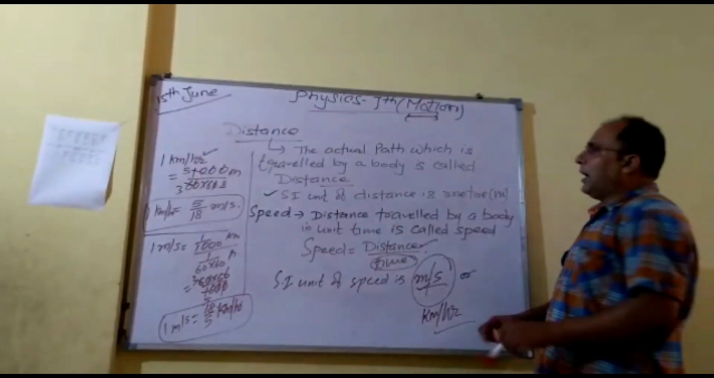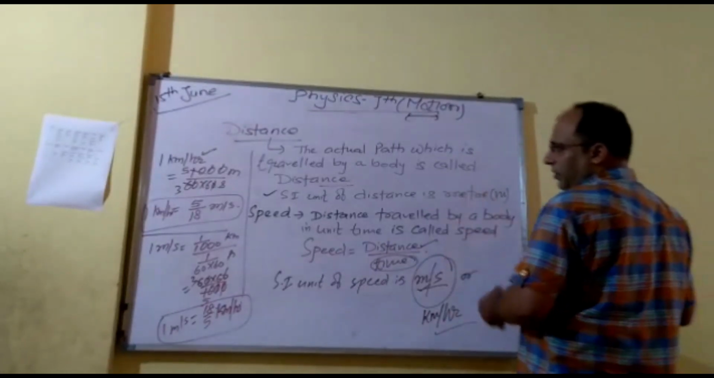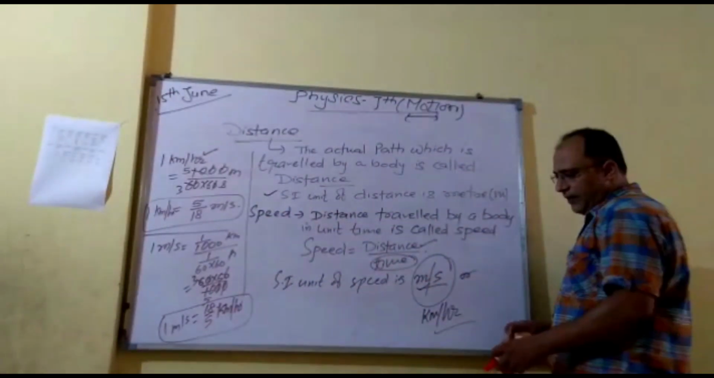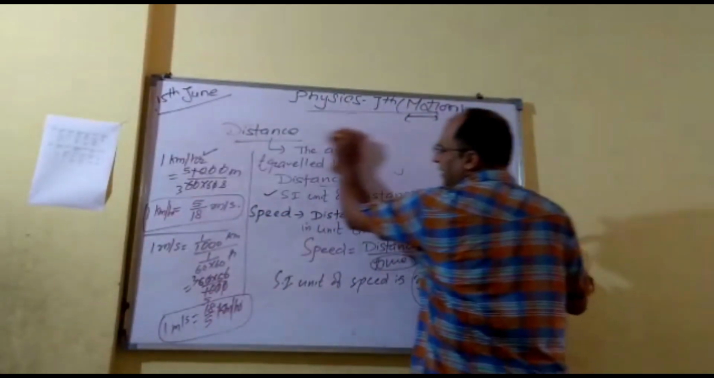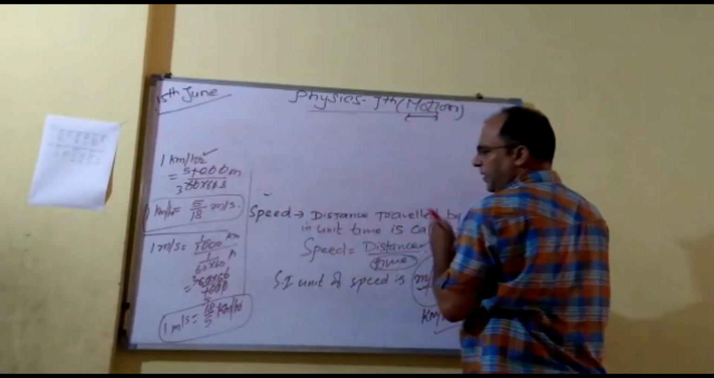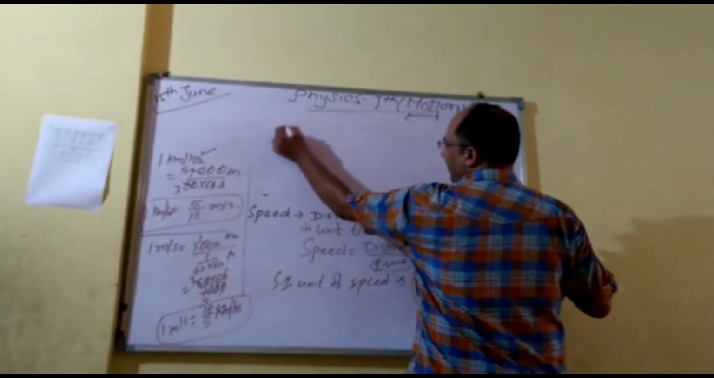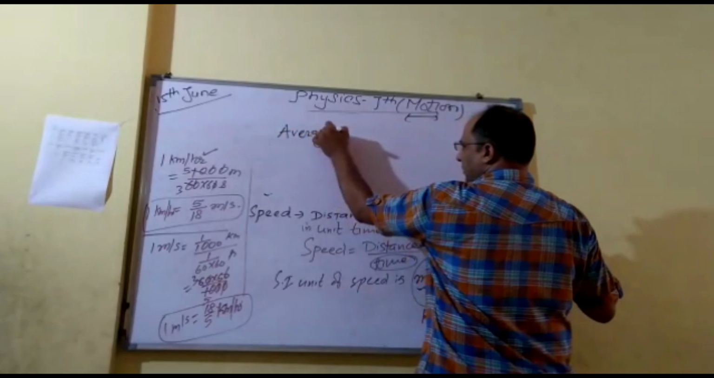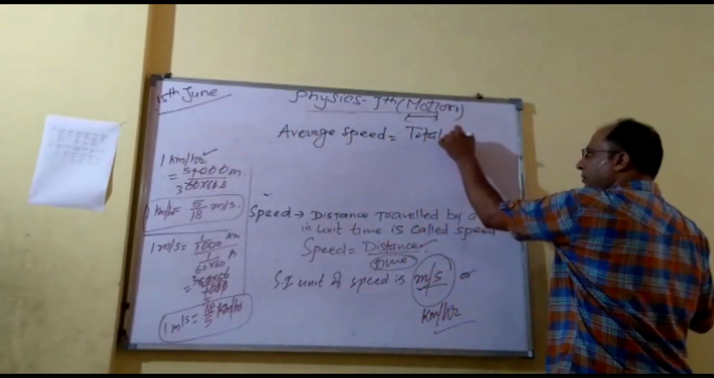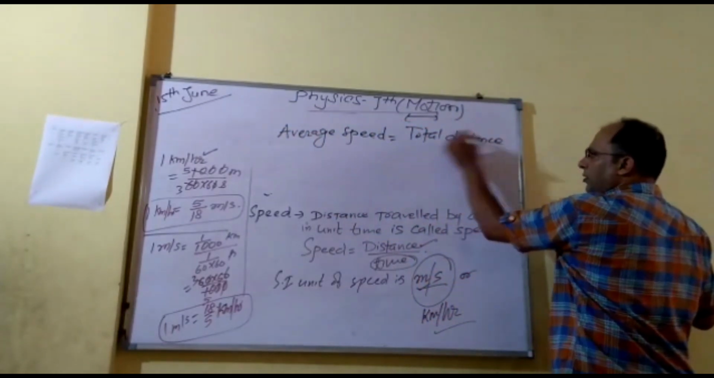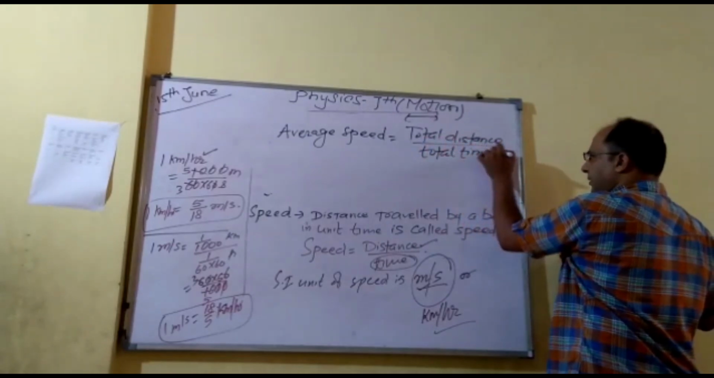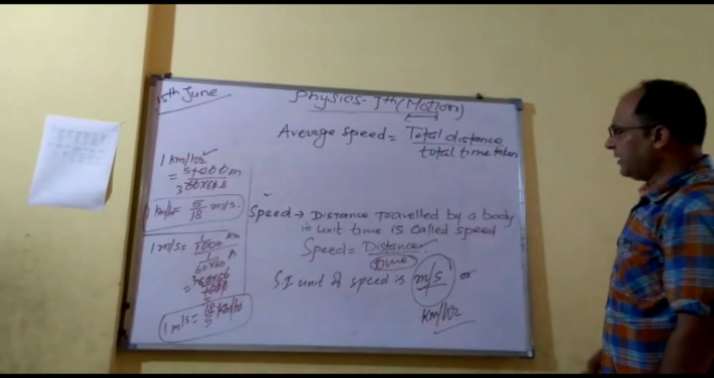Then another thing is average speed. One term is distance, second term is speed. Now we are going to discuss average speed. Average speed is the total distance traveled by a body in the total interval of time. The definition is the same, only the difference is average speed equals total distance upon total time taken. That is average speed.